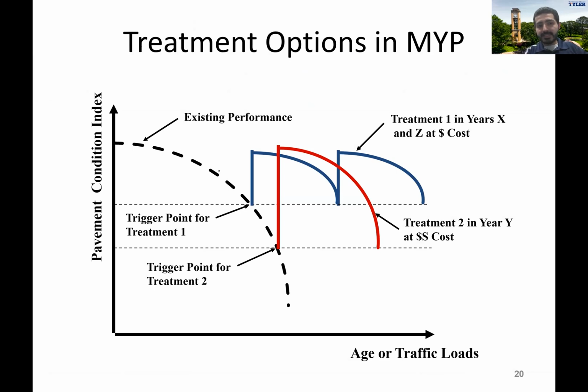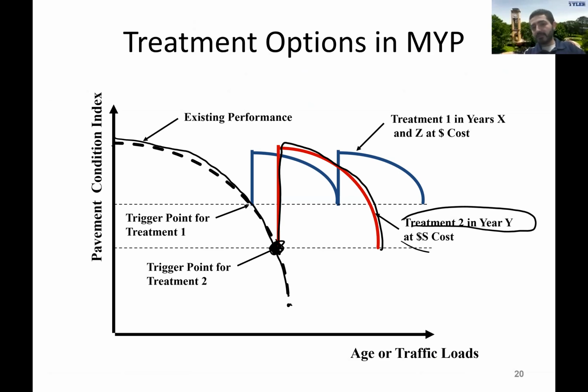If you have this existing pavement condition, I can let it go all the way to here before I apply treatment number 2, which is in red. And now I need to look into treatment 2 and how many years and what's the cost, which is this area, versus if I'm not going to let the pavement deteriorate that badly. I'm going to stop it right here.